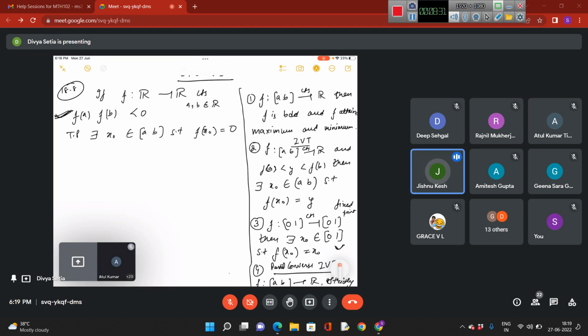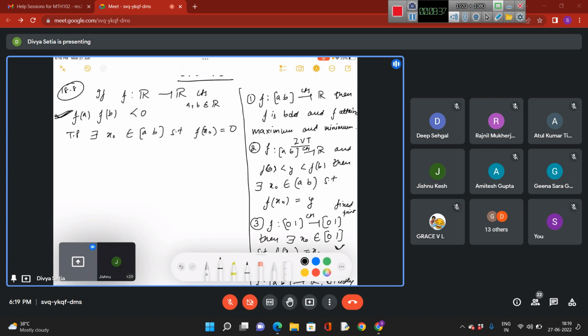In this case, is it the product of f of A and f of B is less than 0, or like individually they're less than 0? No, product of f of A and f of B, because f of A is a real number, f of B is a real number, so the product of two real numbers is less than 0. So now you want to prove that there exists a root.